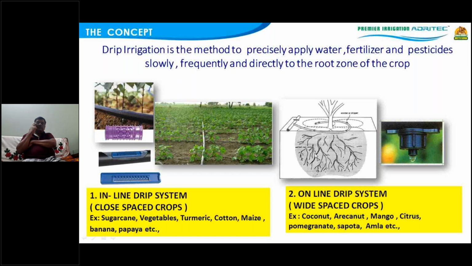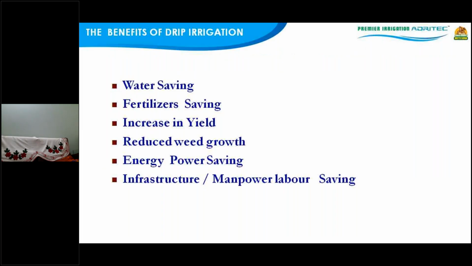So this is the difference between inline and online. Inline means the dripper will be a part of the tubing. Online means you will be having the tubing and you will put the emitters. Typically anywhere between 3 to 4 emitters are provided. Now, what are the benefits of drip irrigation?